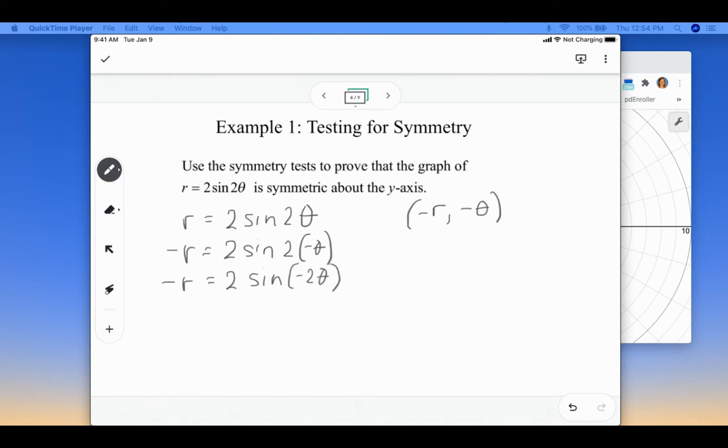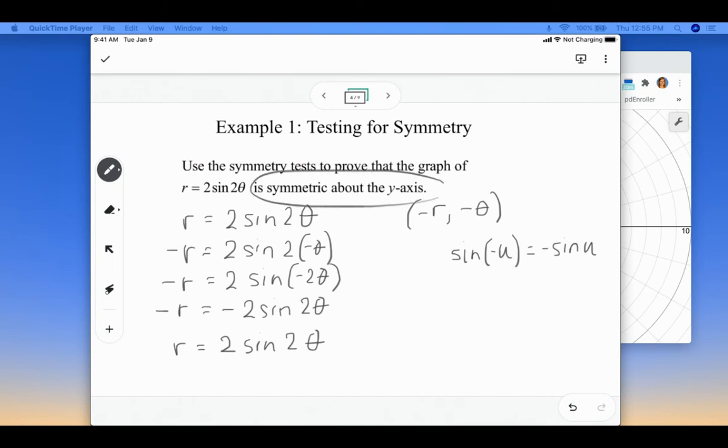Okay, and if you think back to our identities, we have the even and odd identity. The even and odd identity says that sine of negative u equals negative sine of u. So in this case, this would be negative r equals negative 2 sine of 2 theta. Then we have a negative on both sides, so we could divide both sides by negative 1, and we end up with r equals 2 sine of 2 theta. So we showed that it is equivalent, therefore it has symmetry about the y-axis.